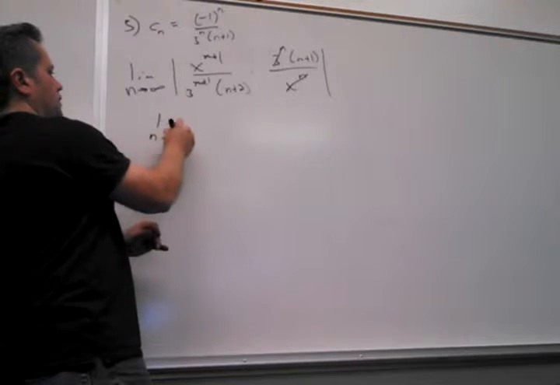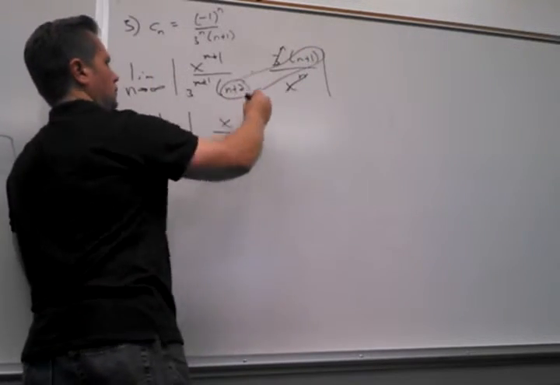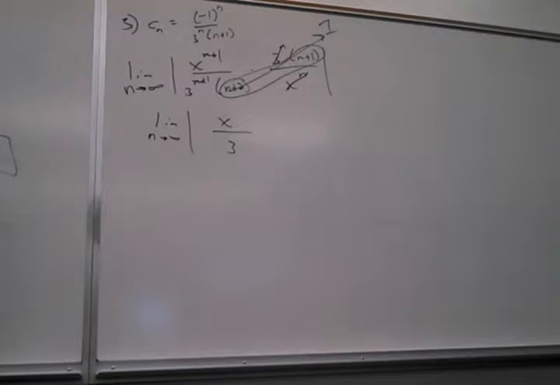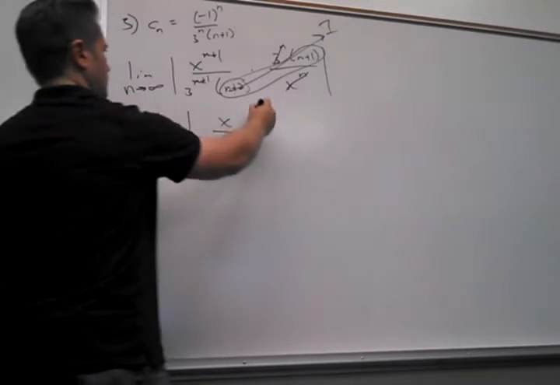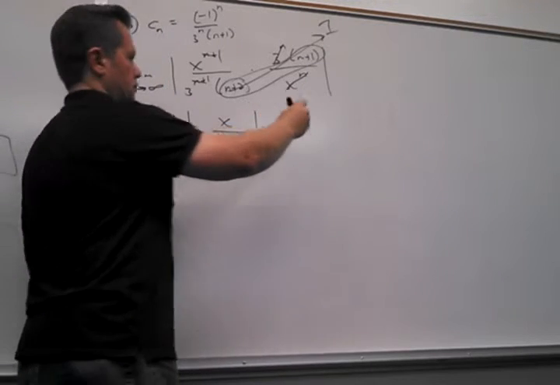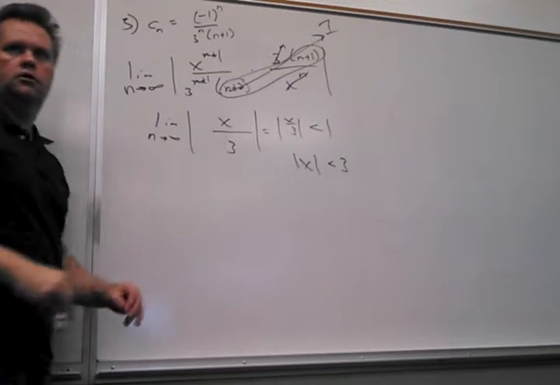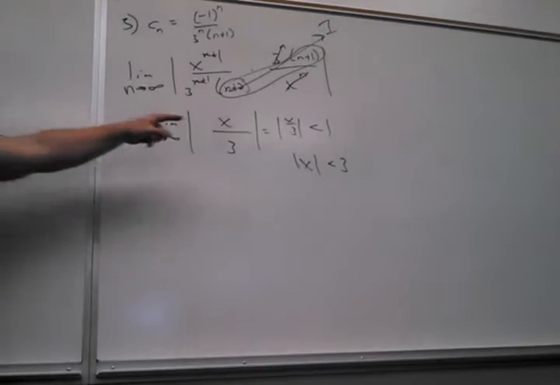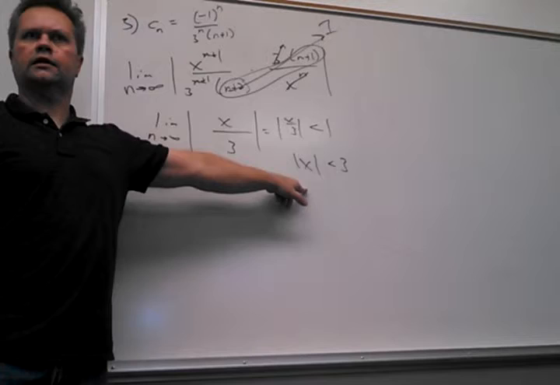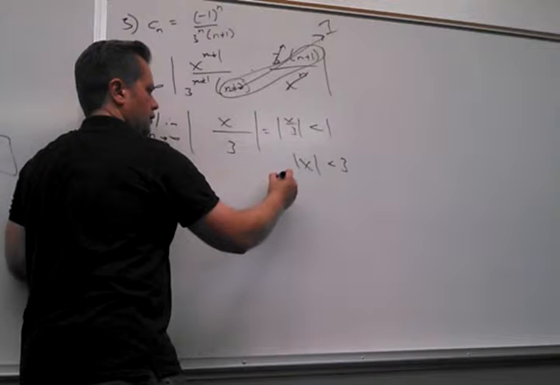Let's see. So far we've got x over 3. And what's the limit of this here? Good. So this limit is x over 3. What's got to be true for it to converge? It's got to be less than 1. Therefore, absolute value of x has got to be less than 3. See, that's what I was saying earlier. Since x is not by itself yet, multiply by 3. Now you know the radius is 3. Because x is by itself, right? And of course, I can write that as -3.